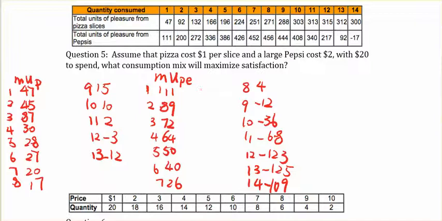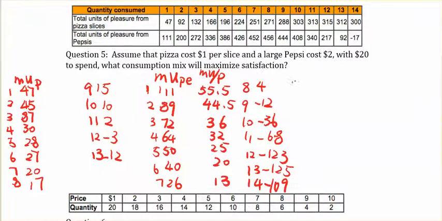So here we divide by price. 111 divided by 2, we get 55.5, and 89 divided by 2, 44.5, 72 divided by 2, 36, 64 divided by 2, 32, 50 divided by 2, 25, then 20, 13, 2. And we can stop because we don't expect it to be negative.